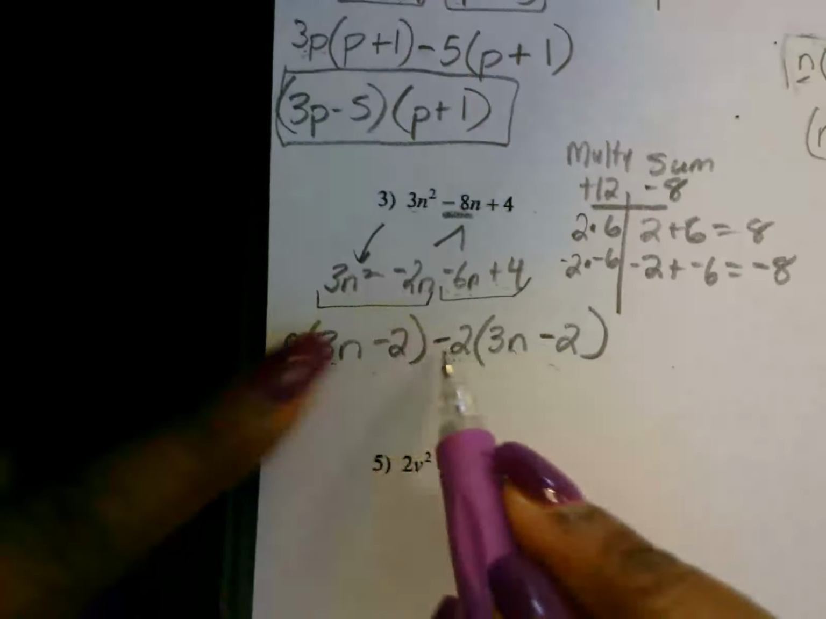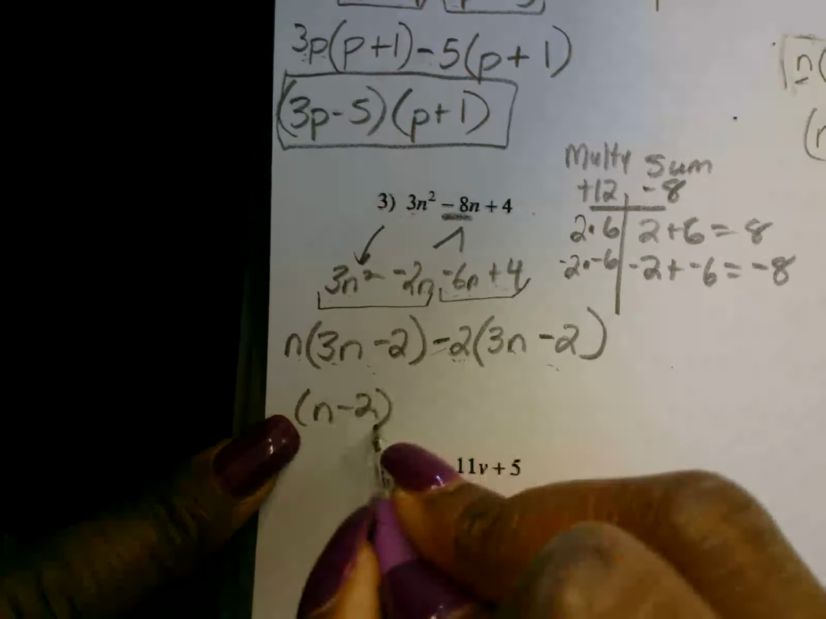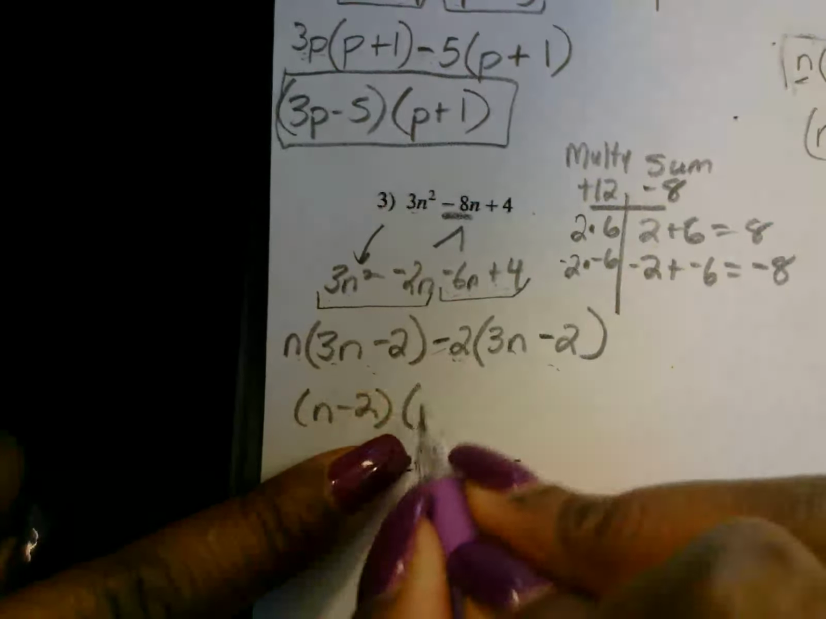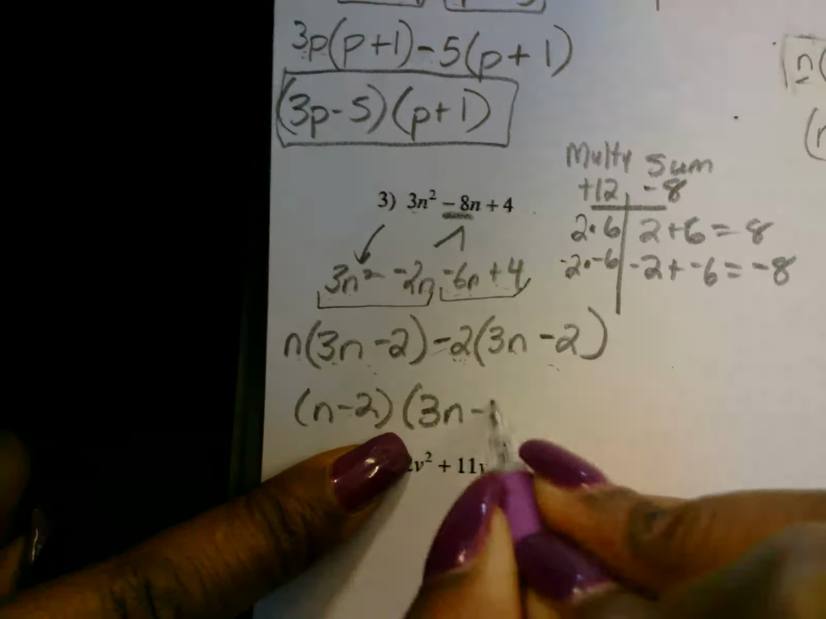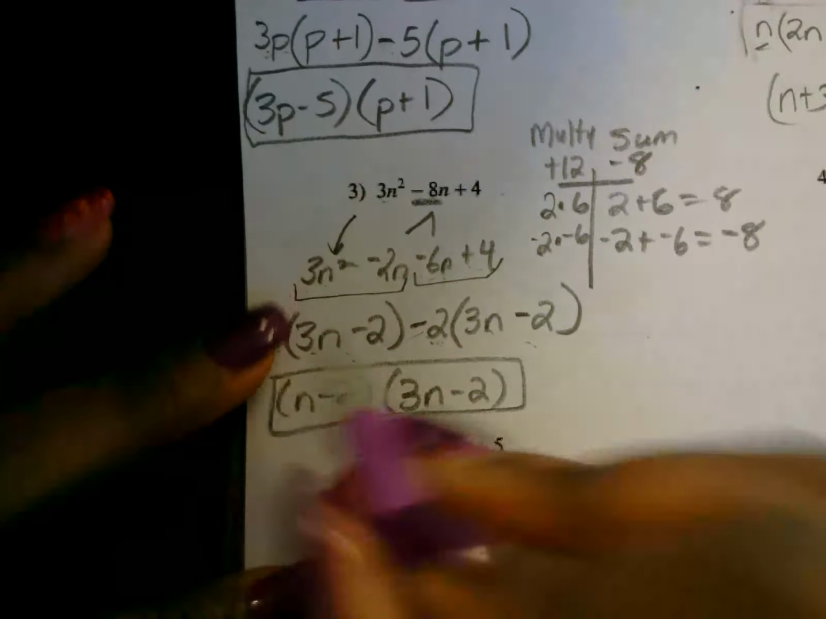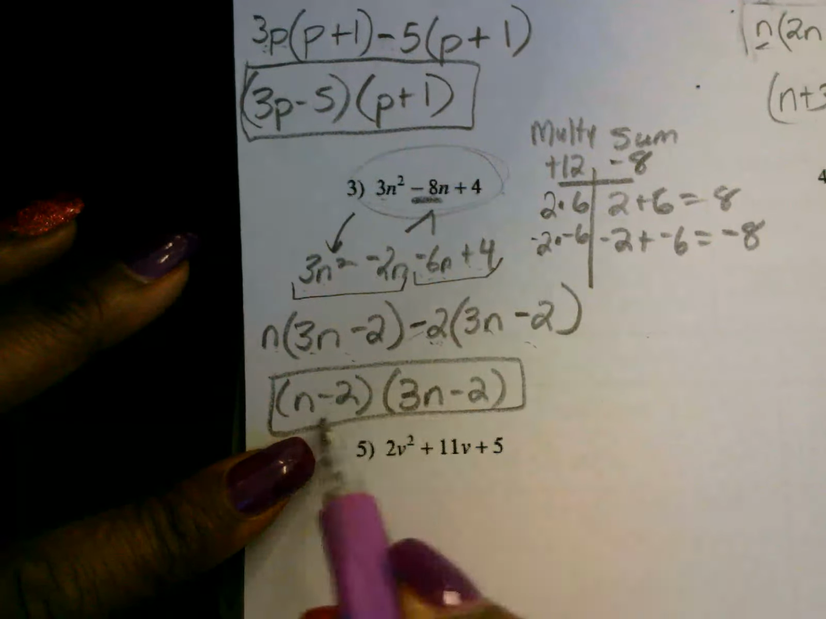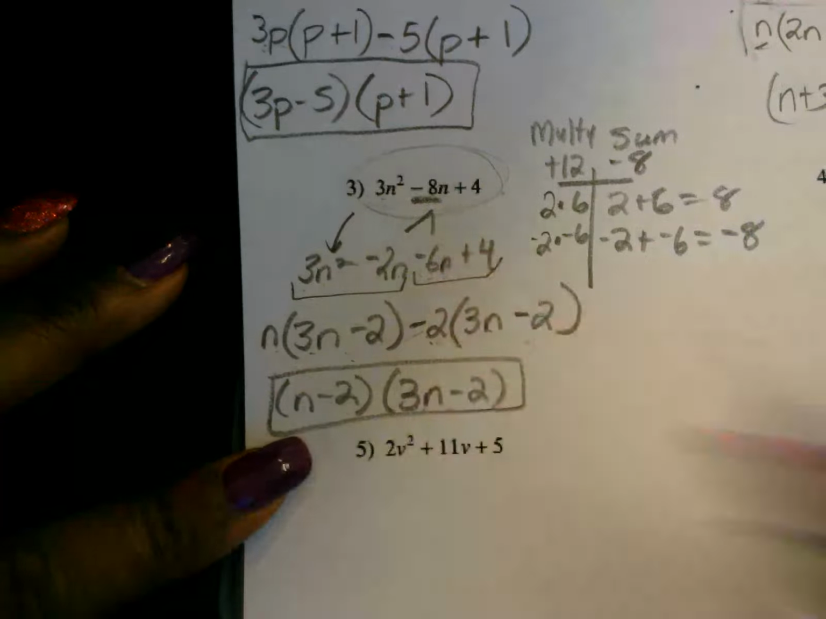So then now I can write these in parentheses together, n minus 2, and then out beside it the number that they're both being multiplied by. So these two are going to be my factors. If I was to multiply this out, this would be my answer. So these two binomials are factors of this number.